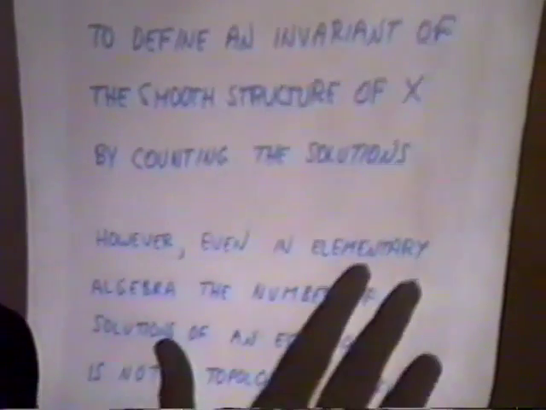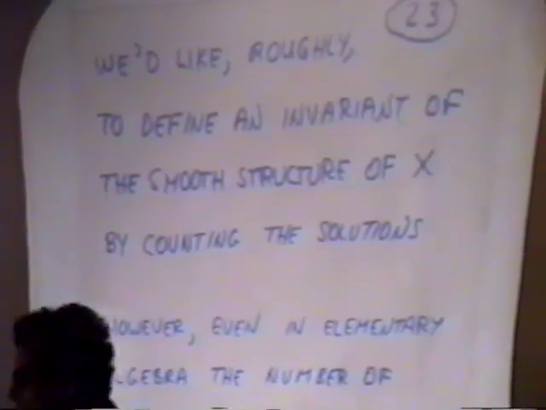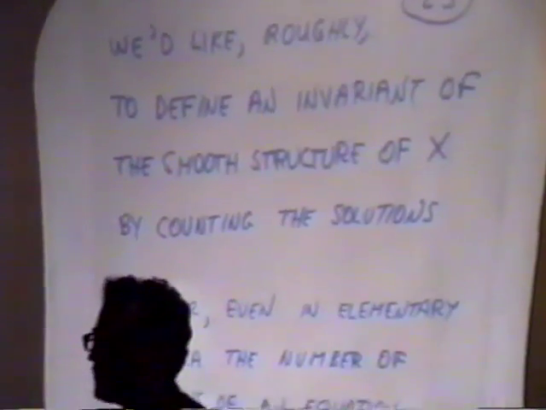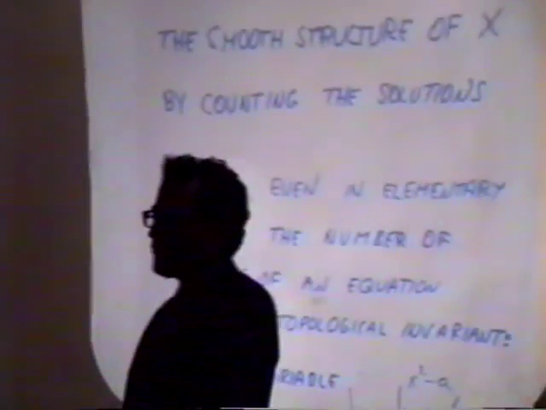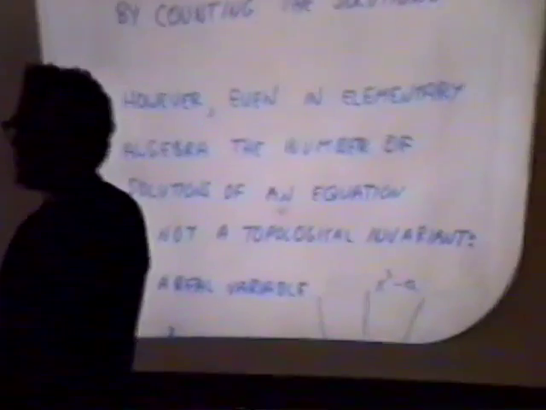Well, roughly what we want to do is, imitating one of Donaldson's original definitions, to define an invariant of the smooth structure of X by counting the solutions. X is a four-manifold. We pick one of those line bundles. The equation should have finitely many solutions after making some generic perturbation, and we want to count them.